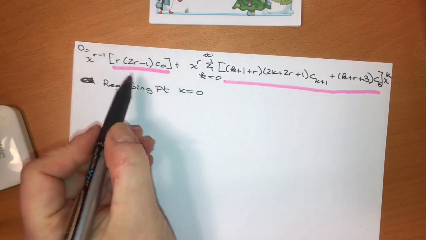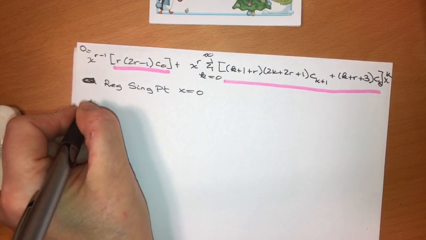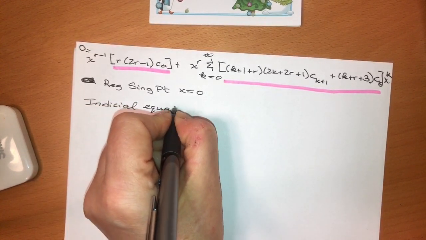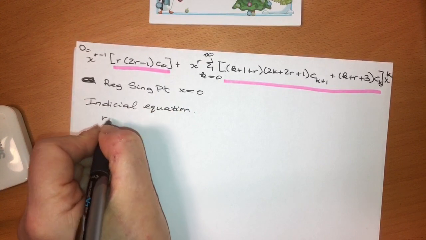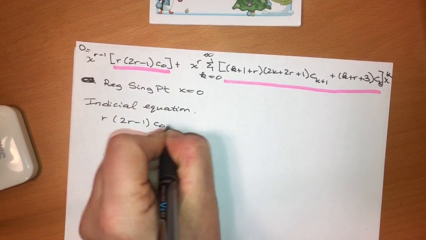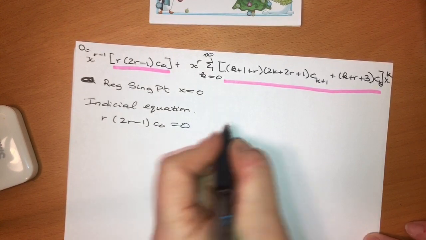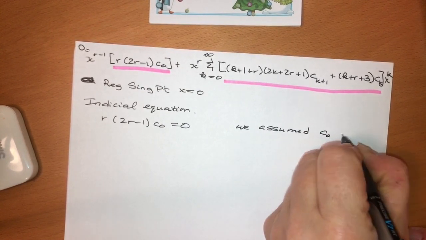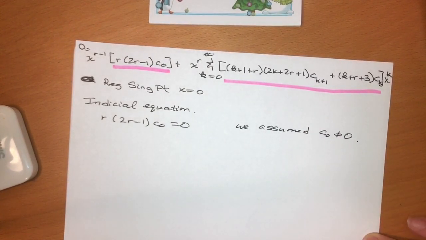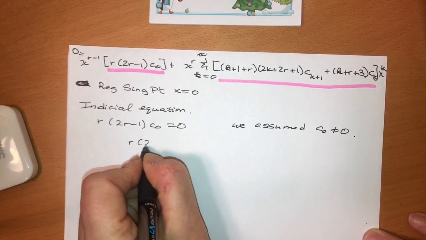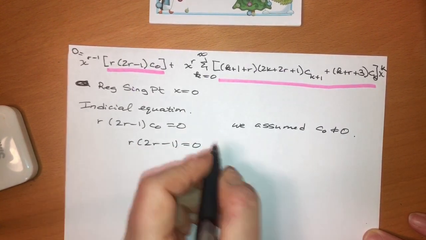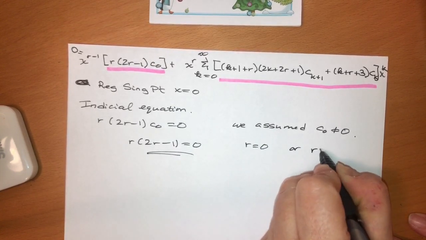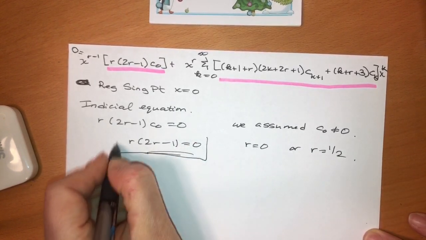So the first creature here is called the indicial equation. So we have r times 2r minus 1 c naught equals 0. And it was a while ago, but remember, we assumed that c naught was not 0. So that tells you that r times 2r minus 1 has to be 0. And this gives you your two values of r. So here r can be 0 or r can be 1/2. Okay, so again, indicial equation.